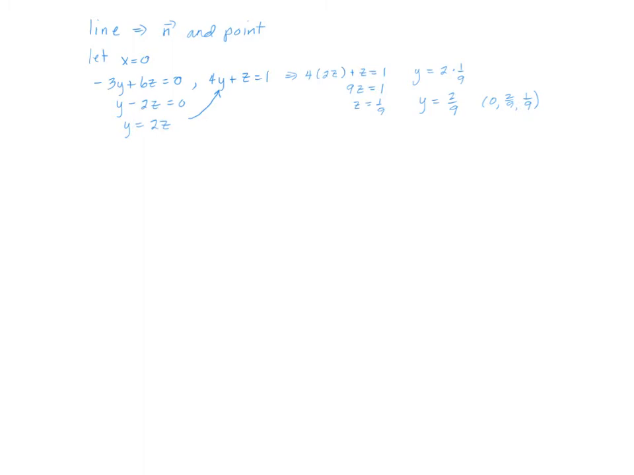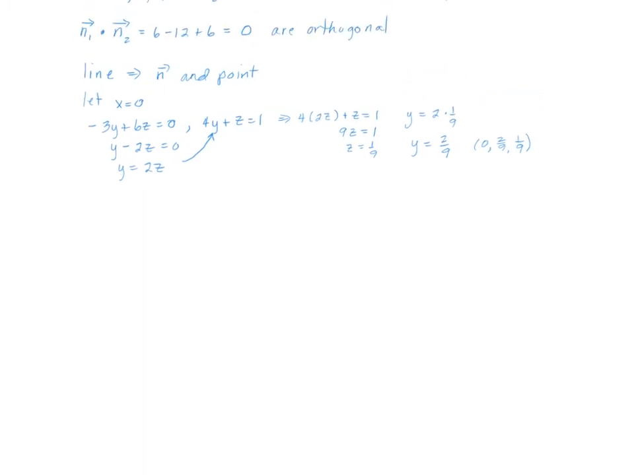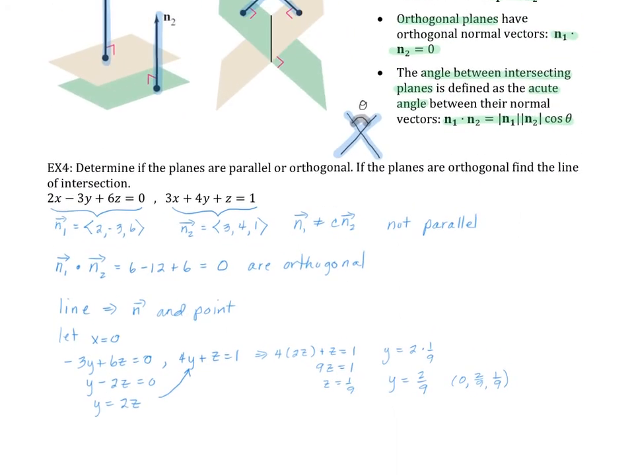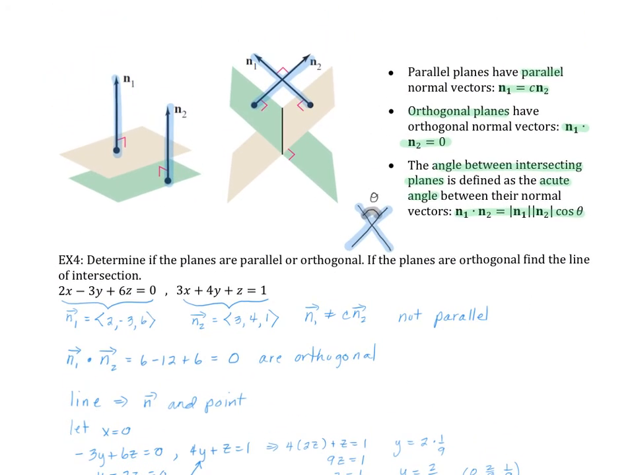So this is the fun part. What I'm going to do is go back to the diagram of these 2 planes that are orthogonal. Notice that these 2 planes intersect in this line. If I were to move this line up, it would be orthogonal to the 2 normal vectors.